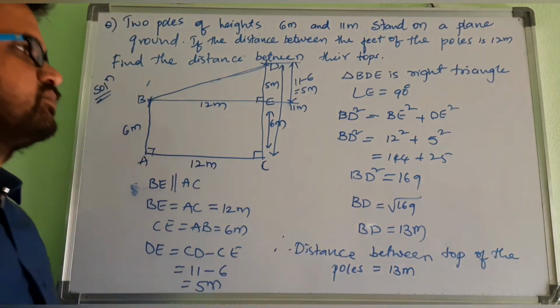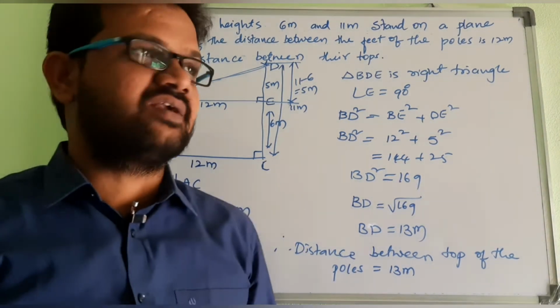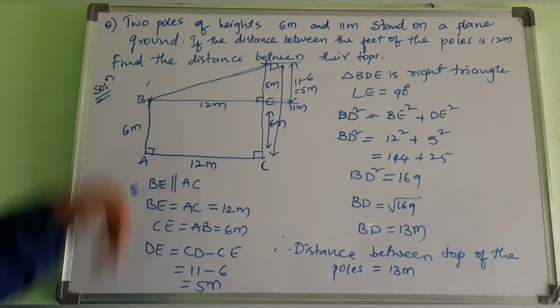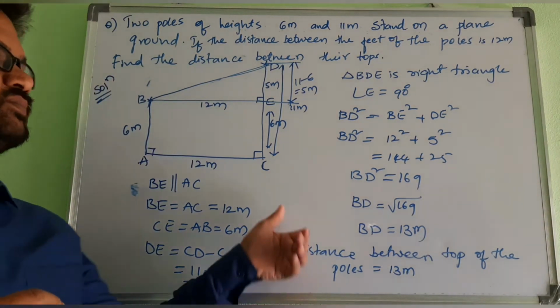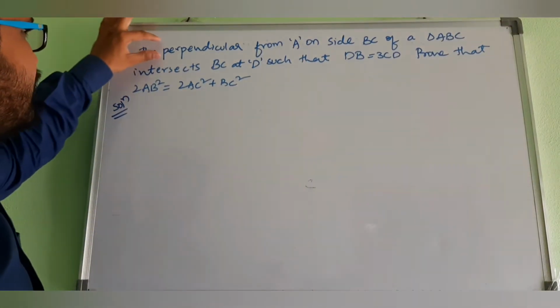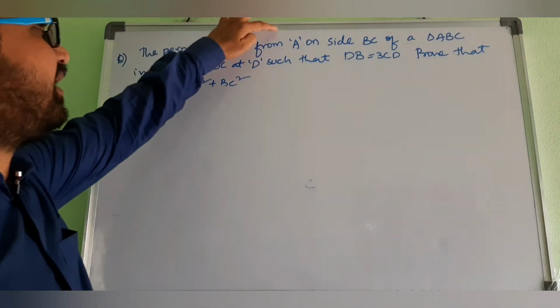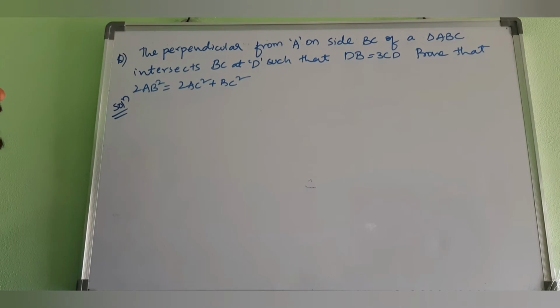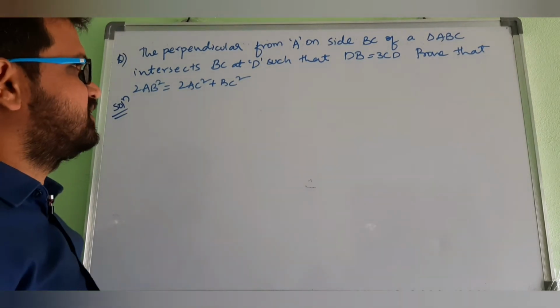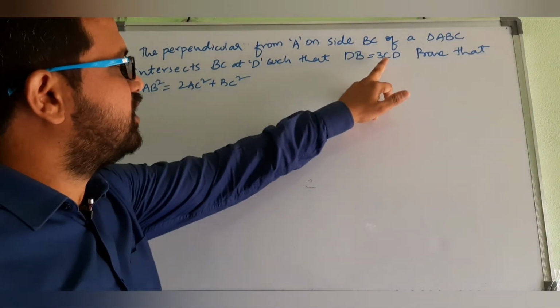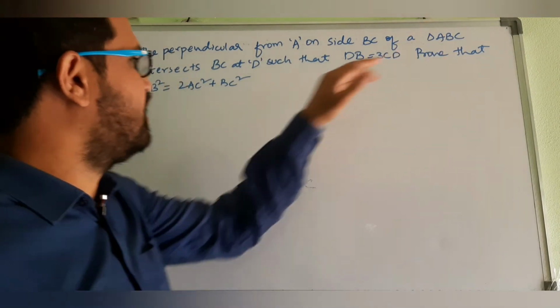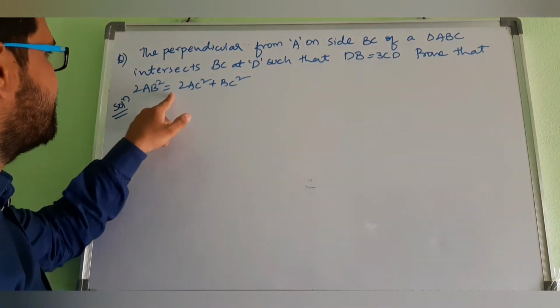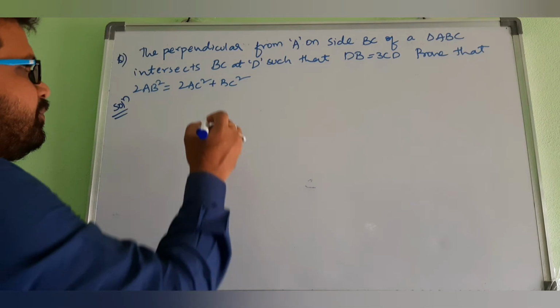Okay, first you have to understand the given question. According to that you have to draw the diagram. Okay, note down this. Look at this sum. The perpendicular from A on side BC of a triangle ABC intersects BC at D such that BD is equal to 3CD. Prove that 2AB square is equal to 2AC square plus BC square.